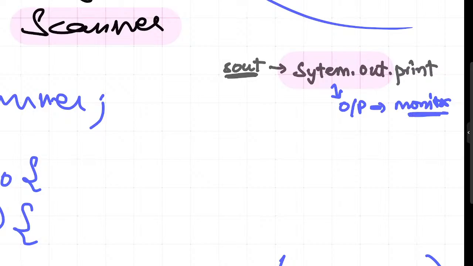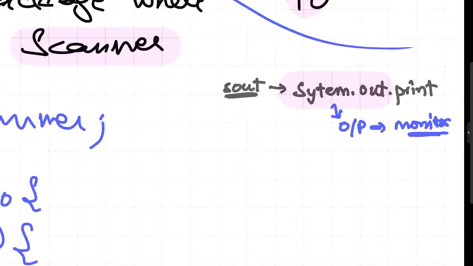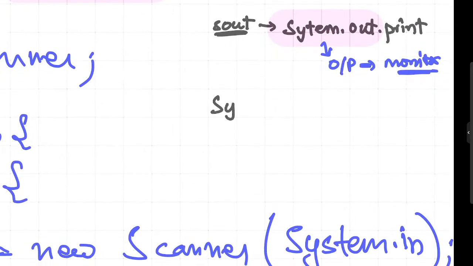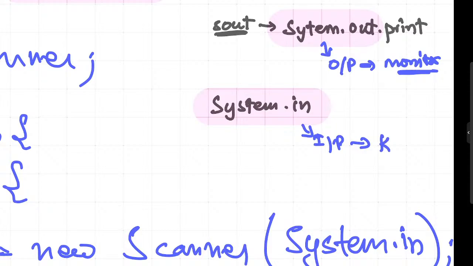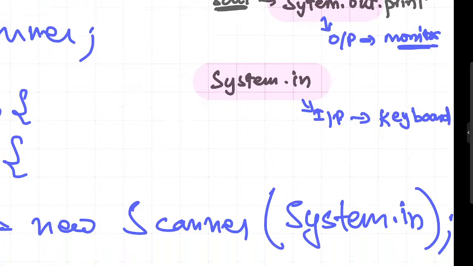right? And we also have one more thing, which is System.in. Since we have an output object, why not also have an input object? We have an output place, and we can also have an input, and the input in this case is a keyboard. And this keyboard you have to pass to the Scanner. This particular keyboard object, you are passing it to the Scanner.